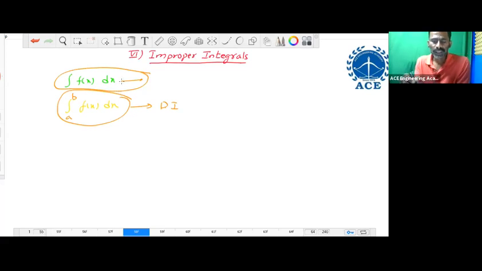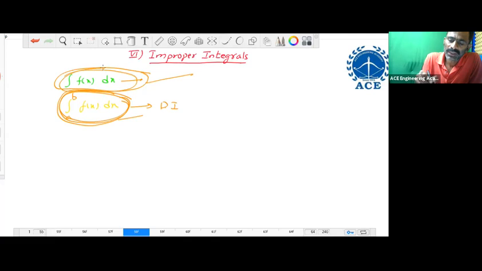Right? Indefinite, definite. Because here it will have a unique value. Here, if we integrate, this will give the function. This integral will give the function. This integral will give the unique value. This is value only.